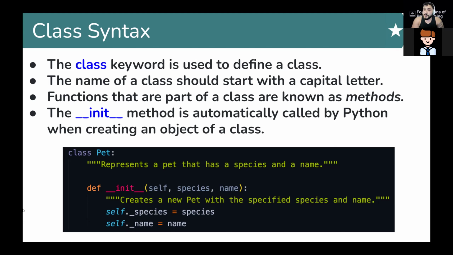So functions that are part of a class are known as methods. And one of the very first things that you're going to require in a class by default is typically your init method, right? Init is short for initialize. The init method is automatically called by Python when creating an object of a class, and you'll see what I mean by that. We require an init method, and this init method is what Python is going to read when creating your class.